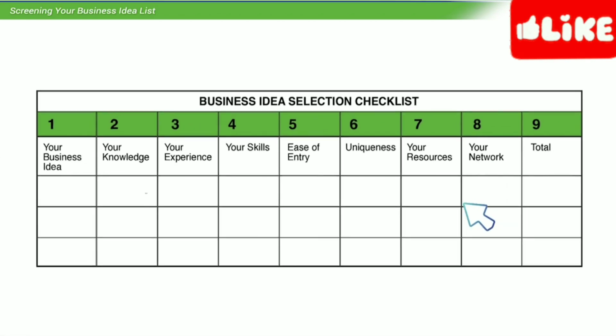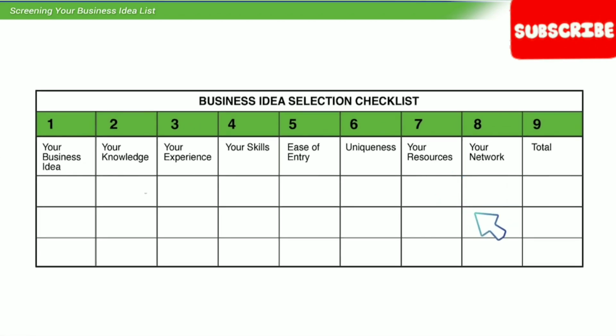In column 7, rate how much available resources relevant to the business idea you have. Write 0 if you have no available resources. 1 if there are few resources available to you. 2 if you have a moderate amount of resources you can access. And 3 if you have enough available resources.